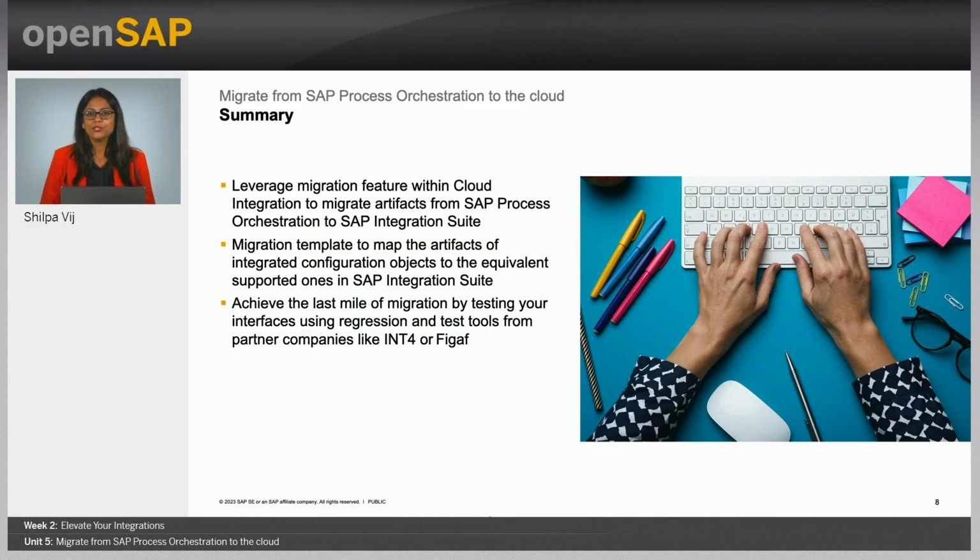In summary, you can leverage the migration feature within cloud integration to migrate artifacts from SAP Process Orchestration to SAP Integration Suite. Map the artifacts of integrated configuration objects, ICOs, to the equivalent supported ones in the SAP Integration Suite based on a template approach. Achieve the last mile of migration by testing your interfaces using regression and test tools from partner companies like Infor or FIGAF. Thanks for watching.